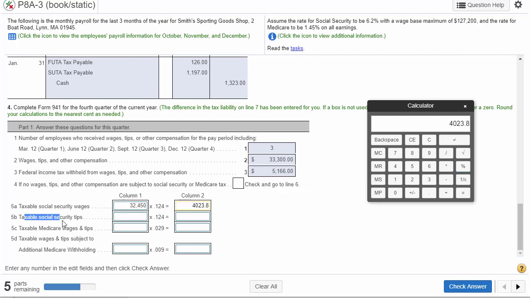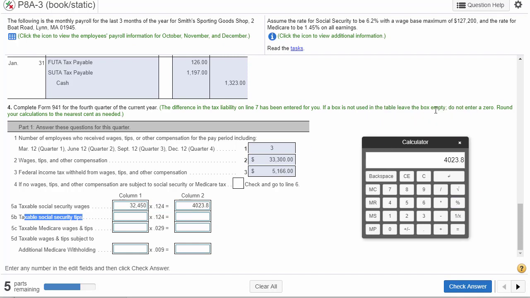Line 5B, taxable Social Security tips. None of these people made tips. So according to these instructions up here, if something is a 0, do not enter a 0. So we're going to leave that line blank.